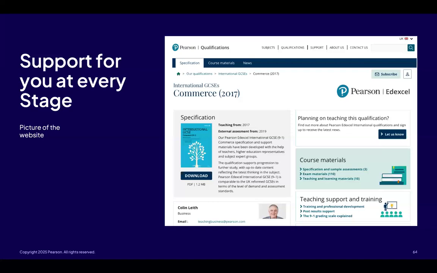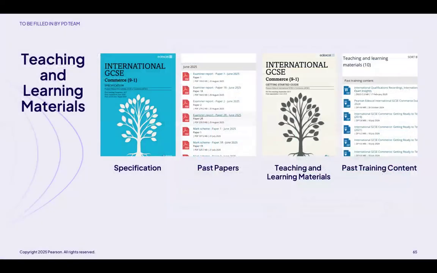Can I draw your attention to that one? Can you see where it says exam materials 110? What you will have there are past papers where you will have examiners' reports, a whole wealth of resource for teachers to download and to use and to support in their planning in teaching this. There's teaching and learning materials, and I'm going to highlight a few of those now. So a whole range of things.